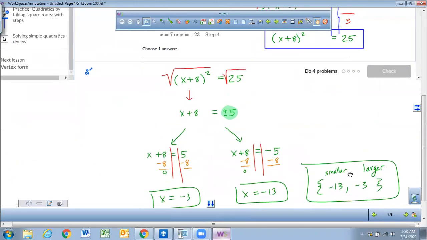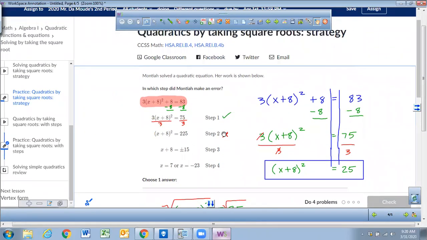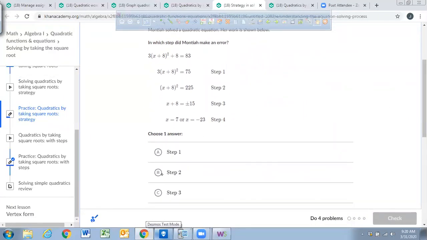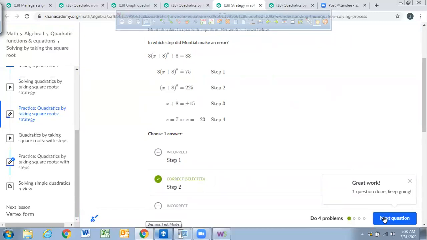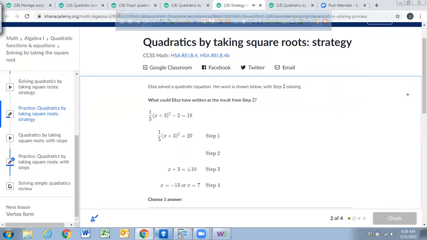Now, it didn't ask us for the smaller or larger zero in this particular one. All it asked us for was what step did they mess up on, and they messed up on step number 2. So I'm just going to go down here and say step 2 is where she messed up. I won't do one from beginning to end all the way through here. We'll just work through what the quoted answer would be.